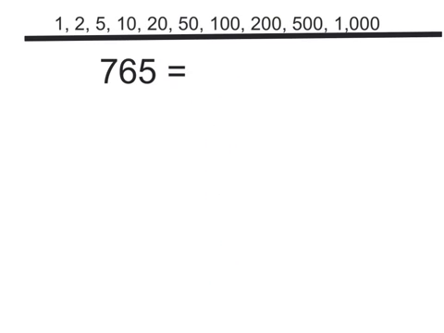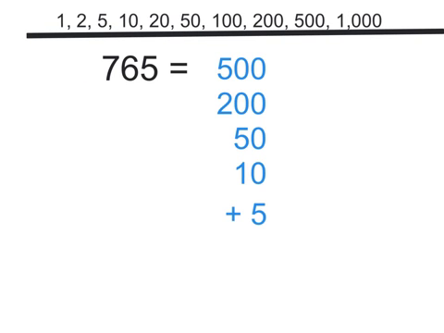For the last problem, 765, you're going to go ahead and pause the video and see if you can decompose the entire number and how it matches with what I do. As you can see, there are 5 easy counting numbers that add up to 765: 500 plus 200 plus 50 plus 10 plus 5.